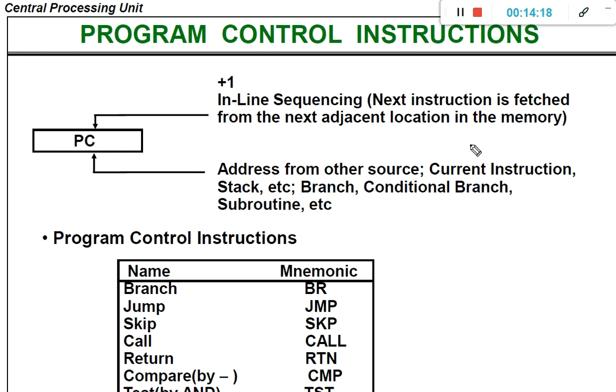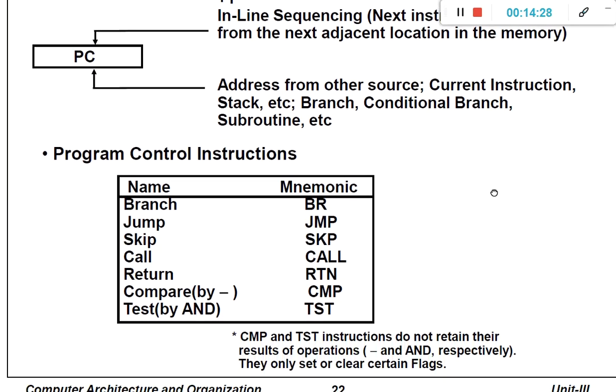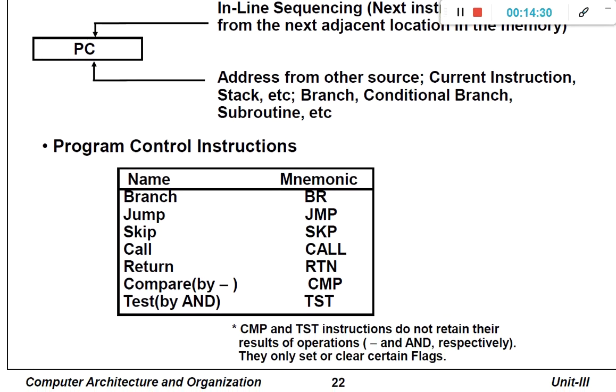So for those different types of instructions, we need the program control instructions. So here we can see the program control instructions. The first instruction is branch. So branch means unconditional branching.